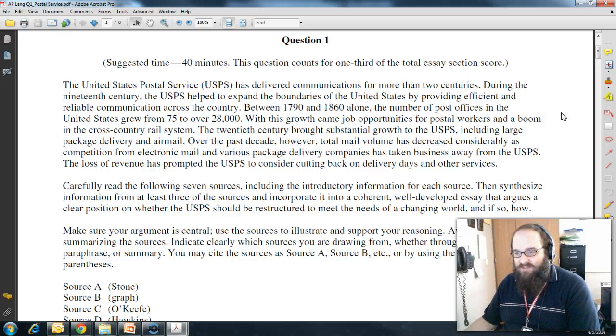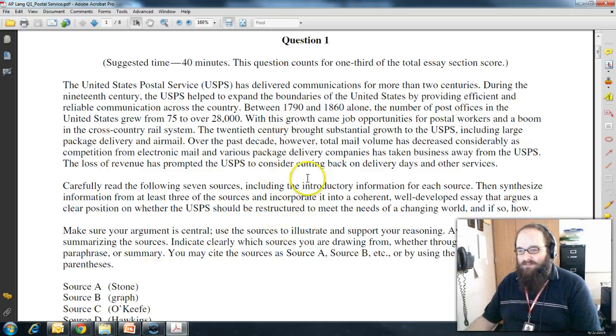Carefully read the following 7 sources, including the introductory information for each source. Then synthesize information from at least 3 of the sources and incorporate it into a coherent, well-developed essay that argues a clear position on whether the USPS should be restructured to meet the needs of a changing world, and if so, how. Make sure your argument is central. Use the sources to illustrate and support your reasoning. Avoid merely summarizing the sources. Indicate clearly which sources you are drawing from, whether through direct quotation, paraphrase, or summary. You may cite the sources as source A, source B, etc., or by using the descriptions in parentheses.